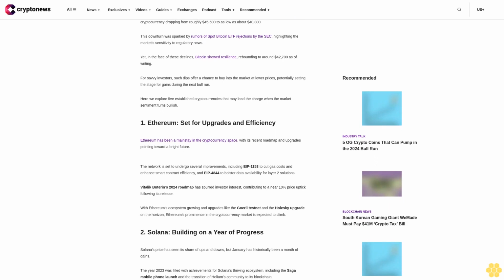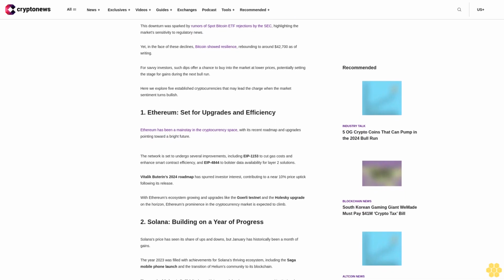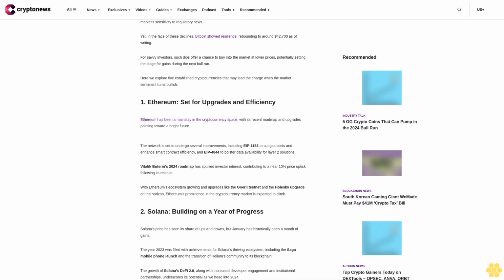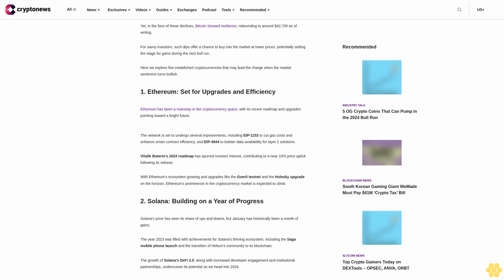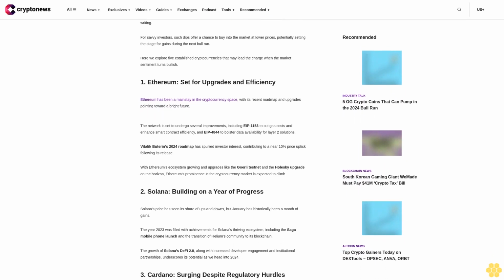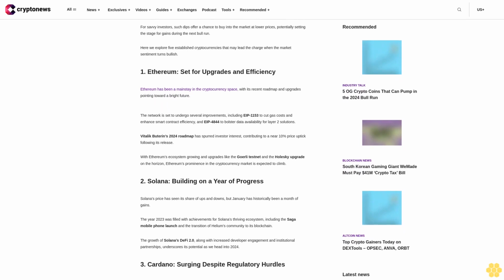For savvy investors, such dips offer a chance to buy into the market at lower prices, potentially setting the stage for gains during the next bull run. Here we explore five established cryptocurrencies that may lead the charge when the market sentiment turns bullish.